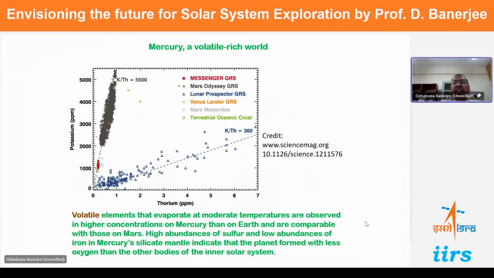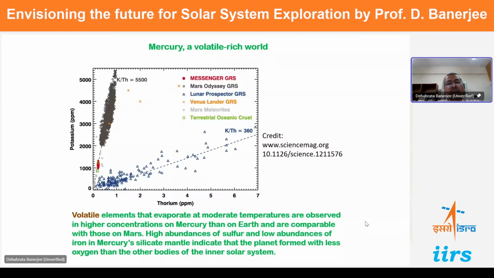Now Mercury is still a volatile. It has been found to be a volatile rich world. So this picture is showing you a result which was published in Science, and this is a result from Messenger, and you can see the GRS measurements. GRS is basically a gamma ray spectrometer. Okay, so you can have a scintillation gamma ray spectrometer, or you can have a semiconductor-based, germanium-based gamma ray spectrometer, and that looks at gamma ray signals.